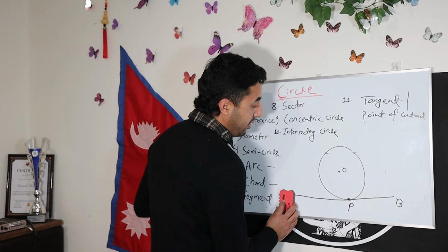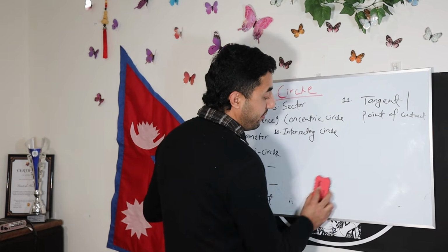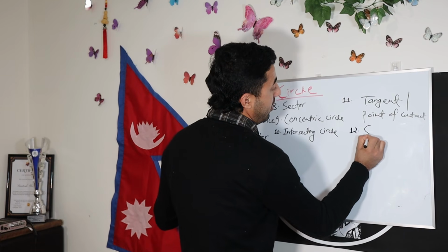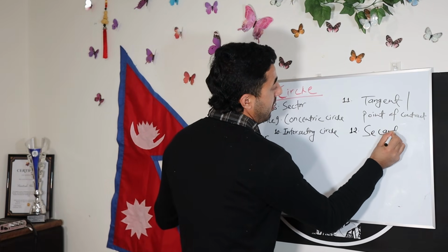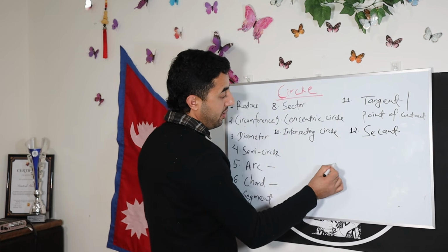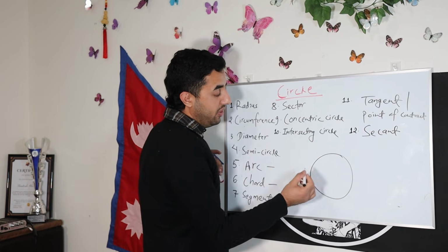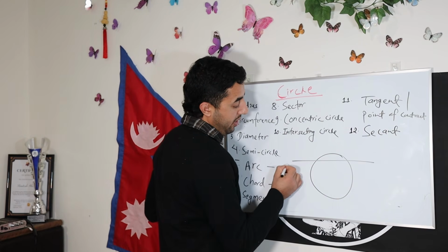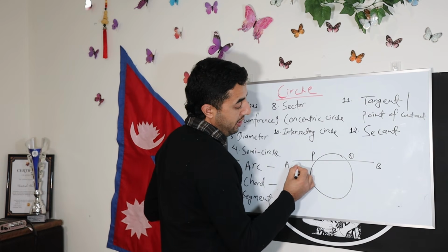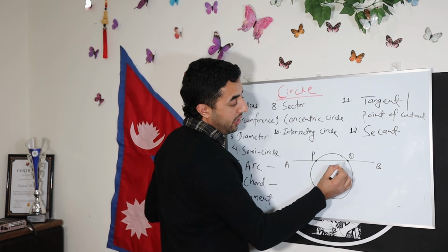So next is secant. Let's learn about secant. Secant means any line touching any two points on the circle. Suppose this line, this AB line, is touching at P and Q. So AB is a secant, but PQ is a chord.